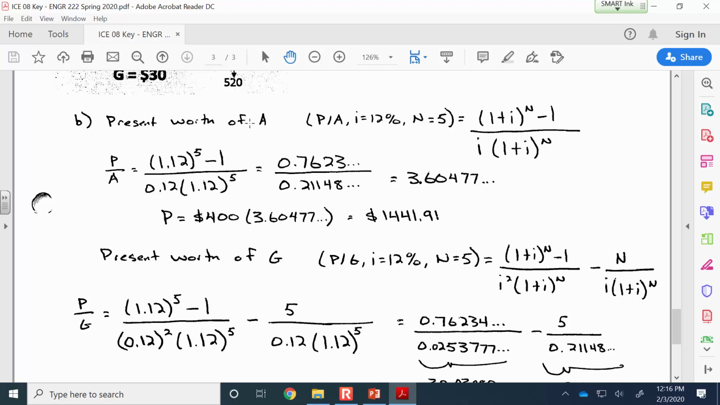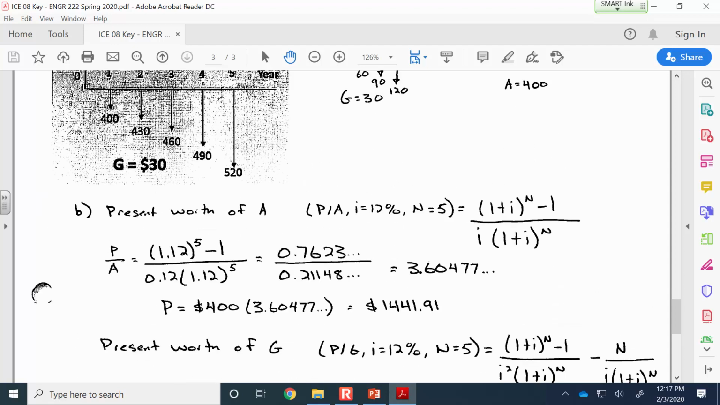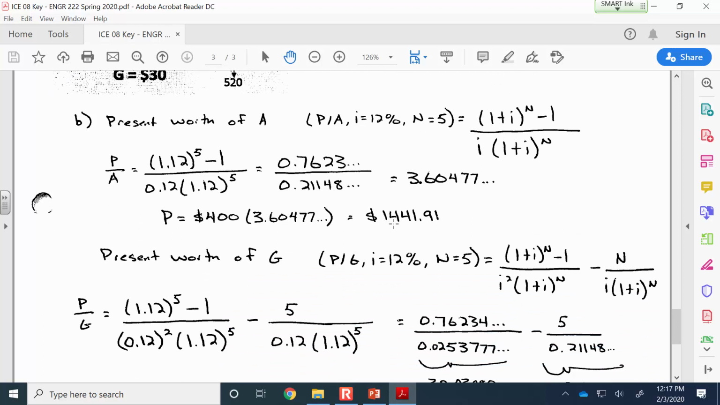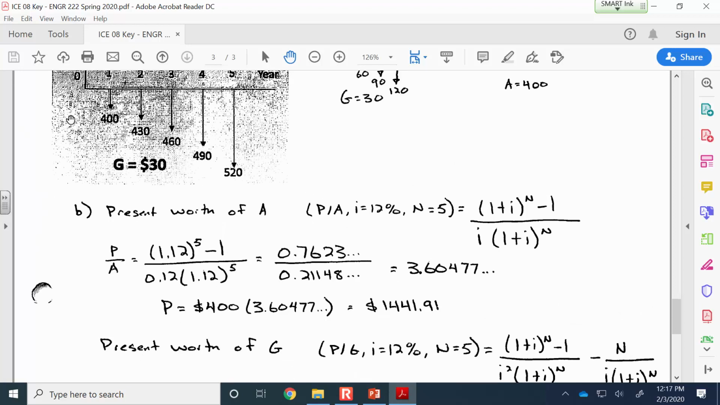And so the present worth of the annual series, that $400 each year for 5 years, you should take $1,441.91 today in order to have enough to cover those 5 payments of $400. So if you put $1,441.91 into the bank today, and that bank is paying 12% interest, then you can afford to pay out $400 every year for 5 years.